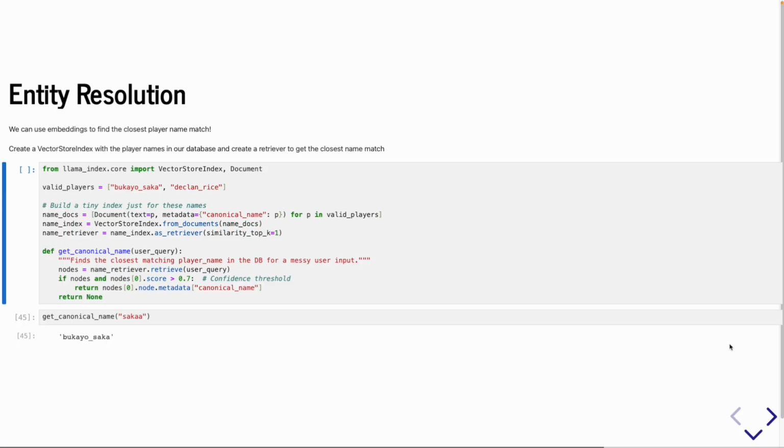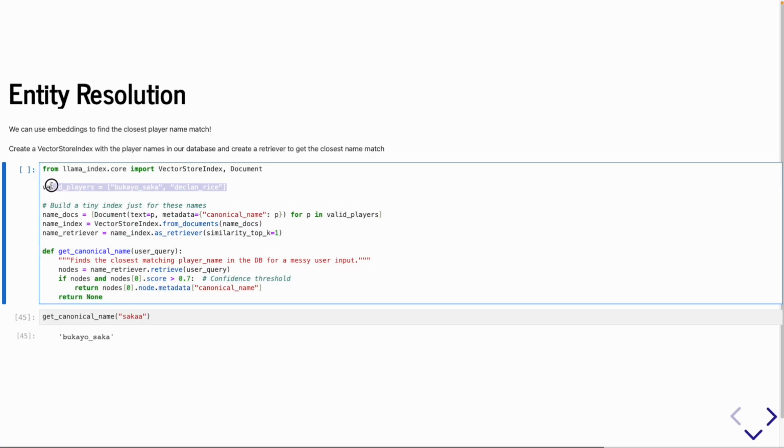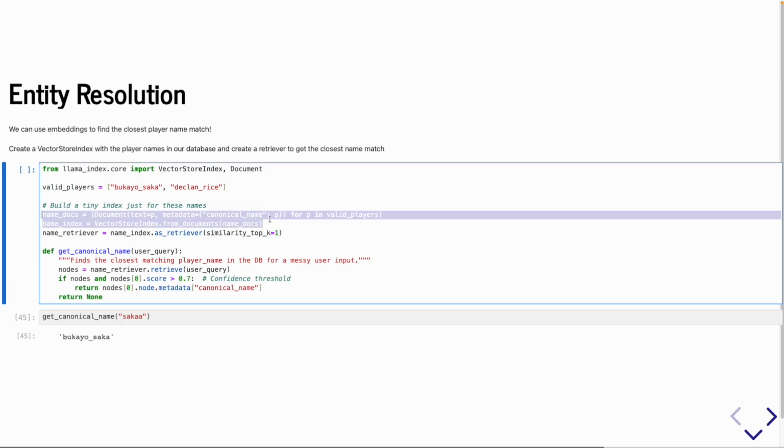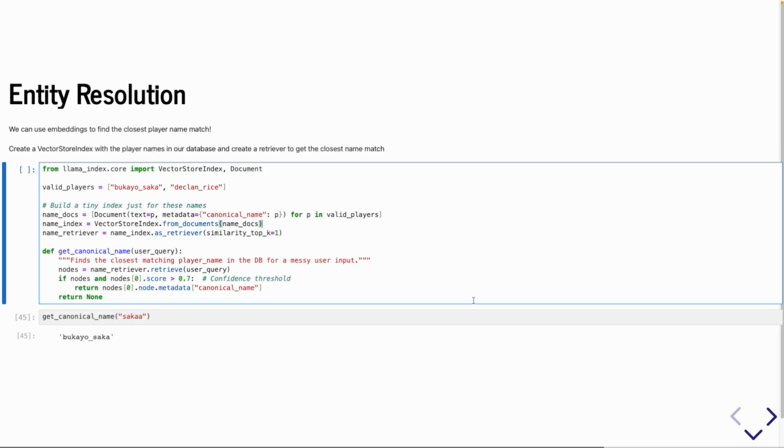Well, fortunately, there is an easy way to do this with entity resolution. So we can use embeddings to find the closest player name match. And it's not too difficult to do this with LlamaIndex. So for now, let's suppose that our database only contains 2 players. And the names in the database are going to be like these, Bukayo_Saka and Declan_Rice. So with these valid player names, we're going to create a vector store index. So that's what we see in these 2 lines here. Then with that index, we're going to create a retriever to retrieve the most relevant name from the index.